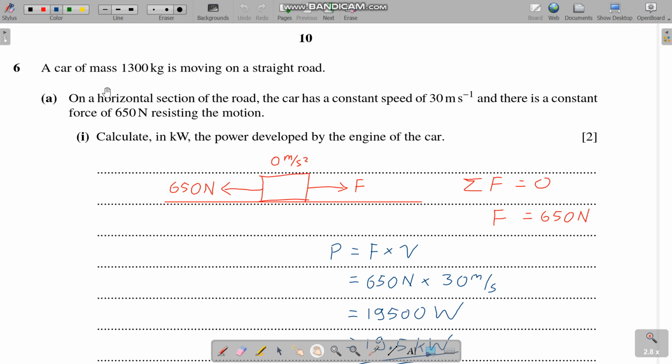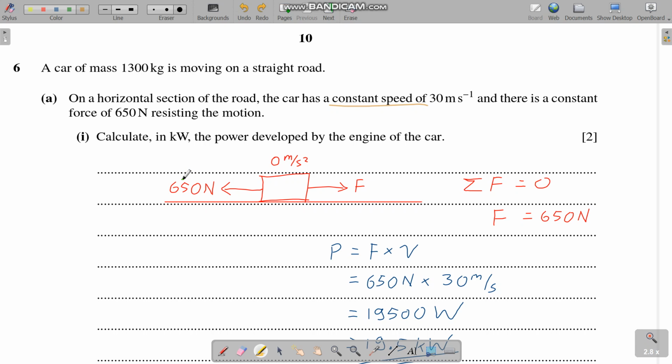A car of mass 1300 kg is moving on a straight road. On a horizontal section, at constant speed, the resistance force is 650. Find the power developed by the engine.